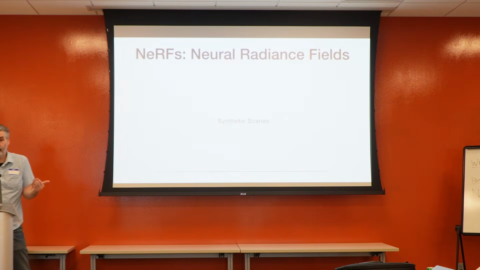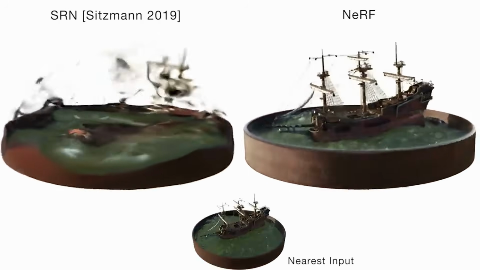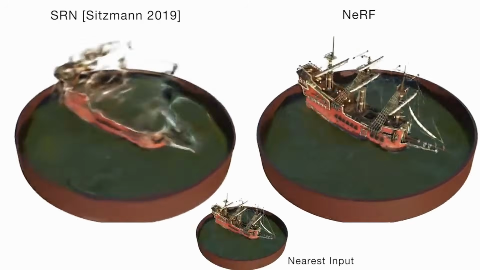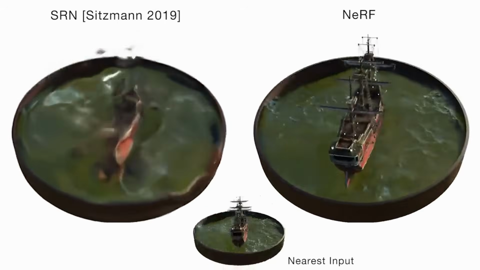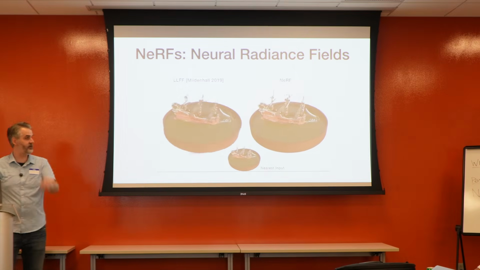So there is no 3D data here. You say, well, where's the point cloud? Where's the mesh? There is none. It's a neural net that has memorized what that scene looks like at every point in space. It's a volumetric representation compressed into a machine learning model.